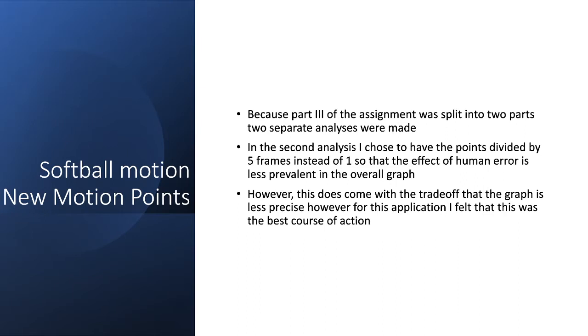And so for this part of the analysis, I chose to make the points on the graph 5 frames apart instead of 1, so that the effect of human error in selecting the exact point of where the ball is is less prevalent, and so that the blurriness that comes with a fast-moving ball and the frame rate that we chose to film at is less important. This does come with a trade-off that the data is technically less precise.